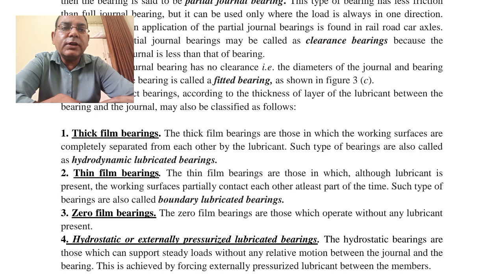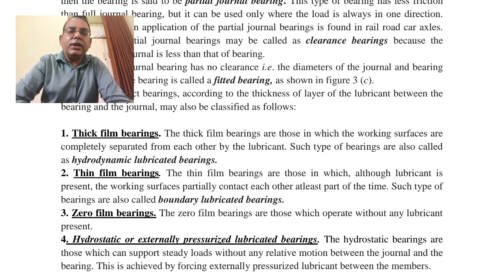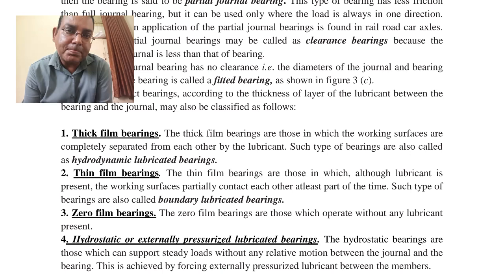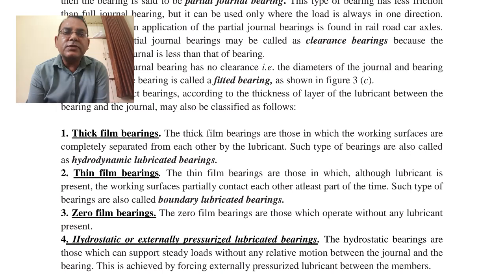Now according to the thickness of the layer of lubricant between the bearing and the journal, the sliding contact bearing is classified as thick film bearing, thin film bearing, and zero film bearing. Thick film bearing is that type of bearing in which the surface of the shaft and surface of the bearing are completely separated by a thick film of lubricant. That is called thick film bearing.